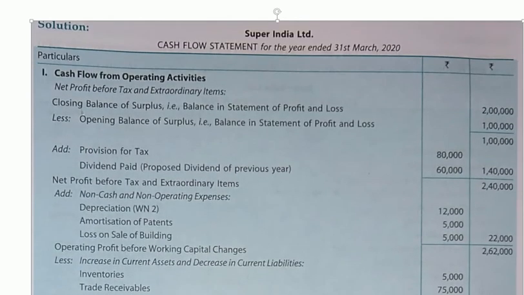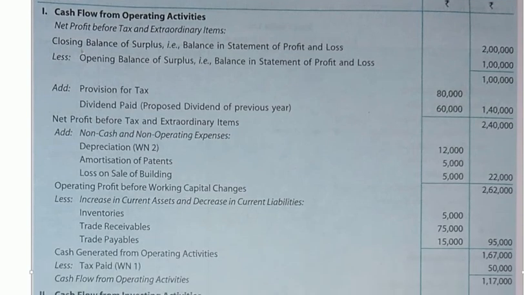So to start with, we have 1 lakh net profit. We need to add provision for tax and dividend paid 60,000, which is 1,40,000. That adds up to 2,40,000. Finally, the non-operating and non-cash expenses are added together to make it 22,000, and when you add this to the previous 2,40,000, the total is 2,62,000, which is known as operating profit before working capital changes. This is your first answer under operating activity.